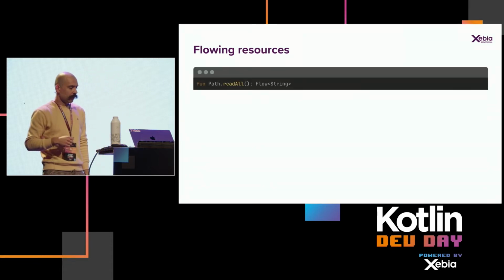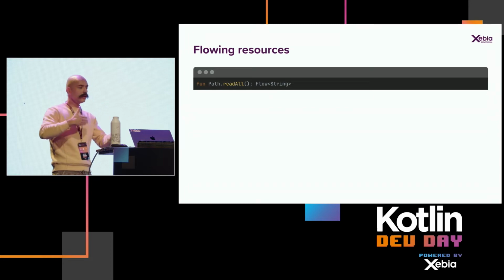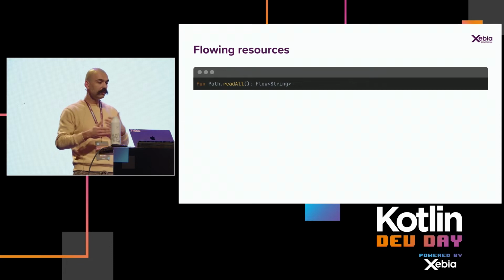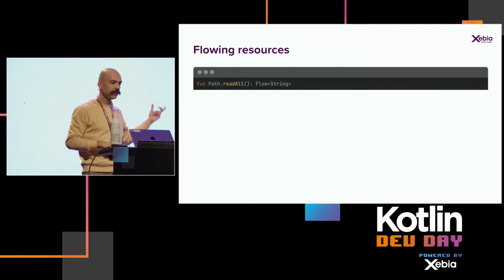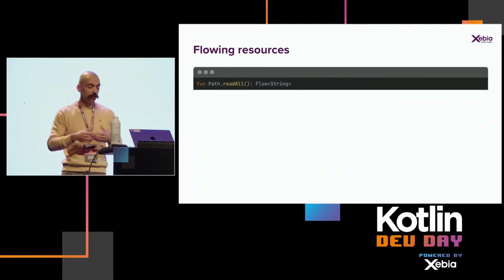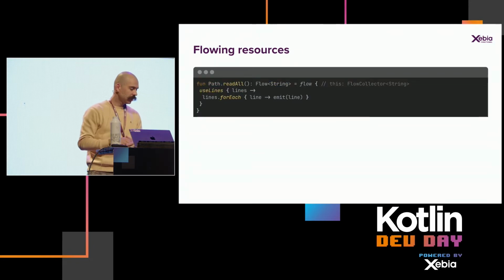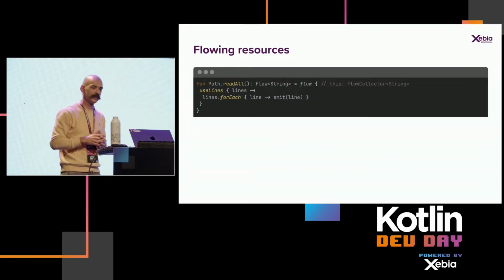So how can we apply that reasoning of automatic back pressure to different things like streaming resources? Imagine that we need to read all the lines from a file on the operating system. So from a given path, we need to read all the lines into a KotlinX Flow. Luckily, the Kotlin standard library offers a lot of very great tools.